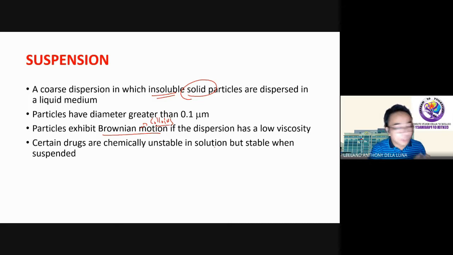Now class, why do we use suspensions? The reason is that certain drugs are chemically unstable in solution form. But once you make them into suspension form, they become more stable. Let me give you a good example. Solutions. What is the problem with solutions? The main component of solutions is water, correct? And as you all know class, water is a very good medium for bacterial growth, for growth of anything. At the same time, water can also cause degradation through hydrolysis.